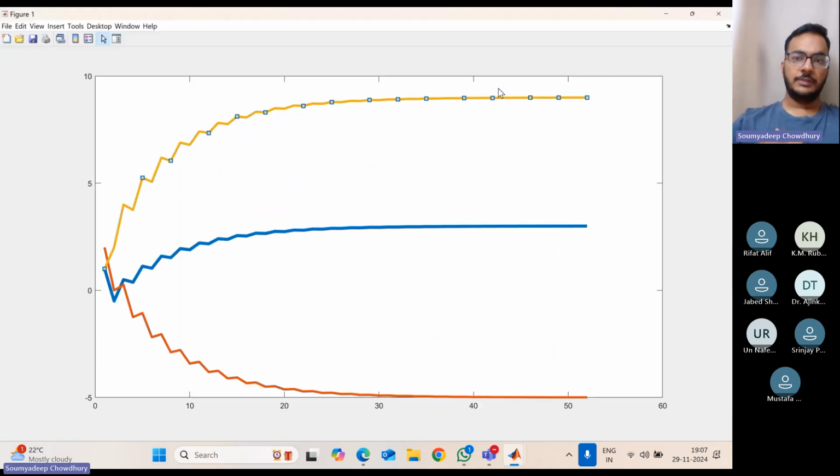So these are the x1, x2 and x3. The blue line represents the value of x1 at different iterations. The red one represents your x2, and the yellow line represents your x3. So you can see here that initially there are some oscillations in the values of x1, x2 and x3, and as the iteration progresses, the x-axis is the number of iterations, right? And we can see here it smoothly converges to a particular value.